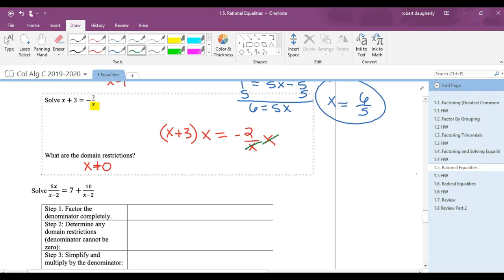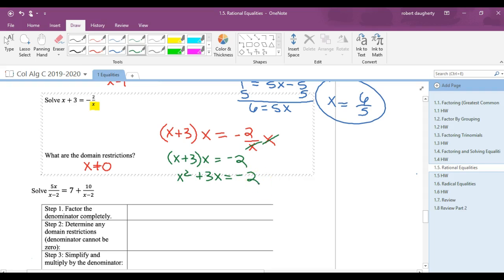That's 1, okay? So, I've got (x plus 3) times x equals -2. What will be my next step on that? Yeah, distribute on the left side. X times x is x squared. X times 3 is 3x.